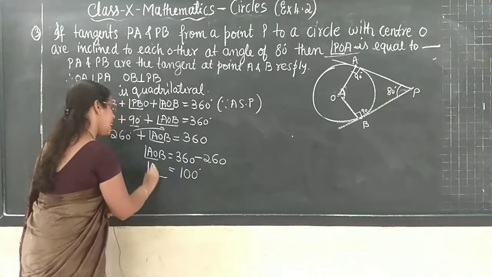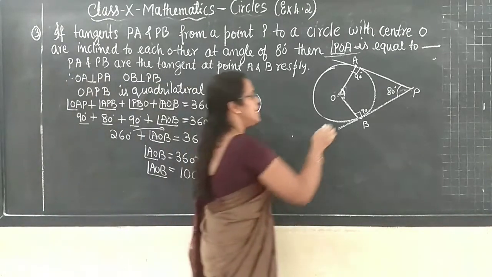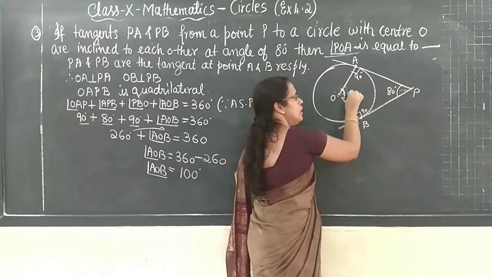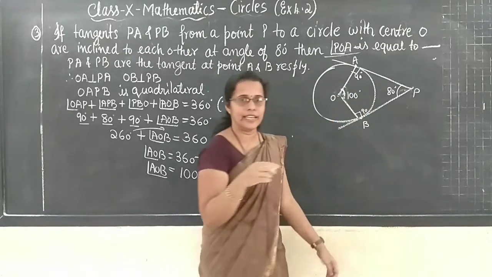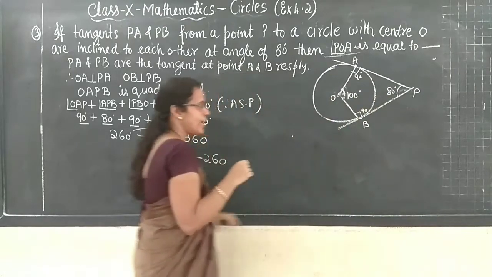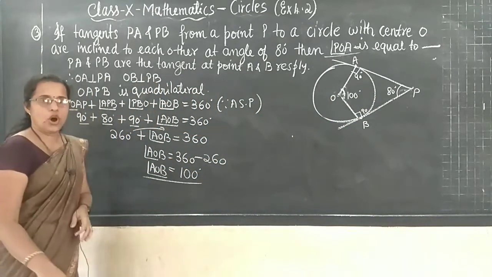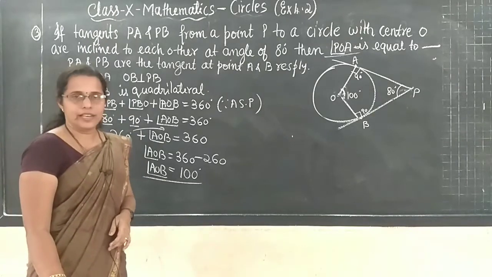What is angle AOB? AOB is equal to 100 degrees. So I got the full angle as 100 degrees. This is supplementary, yes, children. So the fourth angle can easily be found by using the angle sum property of a quadrilateral.